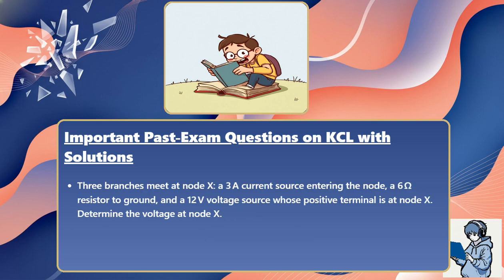Question 3, Power Systems Midterm 2026. 3 branches meet at node X: a 3-amp current source entering the node, a 6-ohm resistor to ground, and a 12-volt voltage source whose positive terminal is at node X. Determine the voltage at node X.